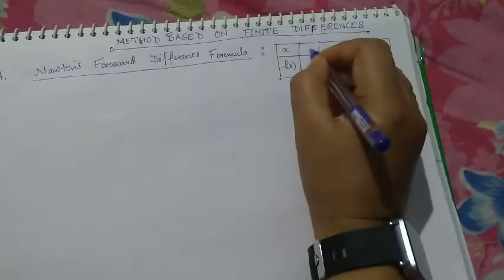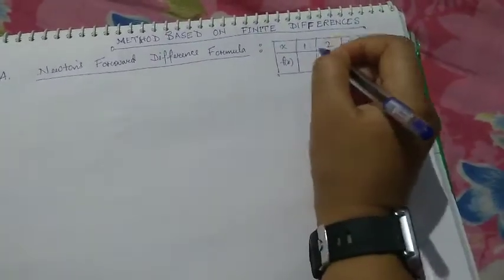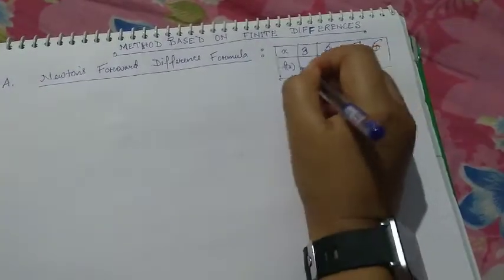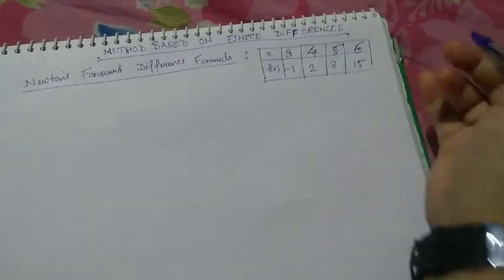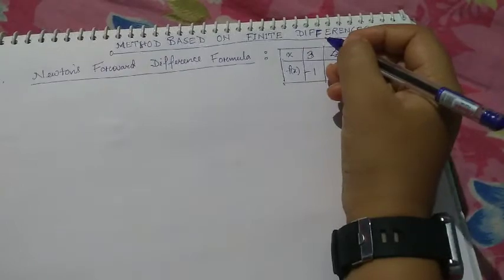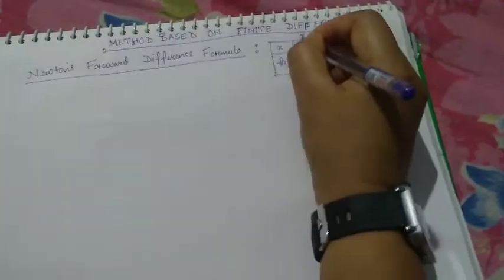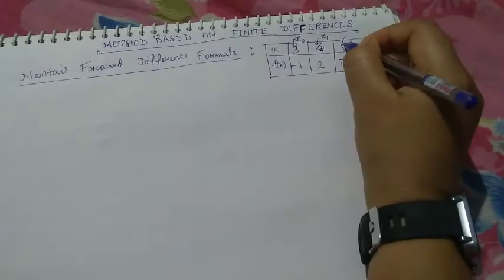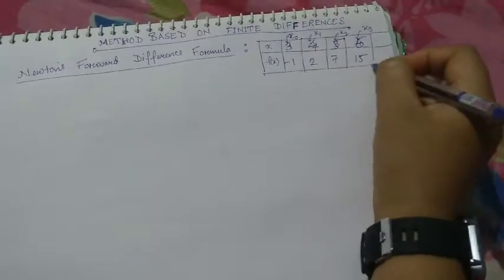Suppose, as I told you, it may say 1, 2, 3, 4. It may start from 3 also, 3, 4, 5, 6, like that. So it is say -1, it is 2, it is 7, or it is say 15. Fine. So for our convenience, I will consider this as x0, I will consider this value as x1, this will be x2, this is x3. It will go on. If you have more data, it will be like that.